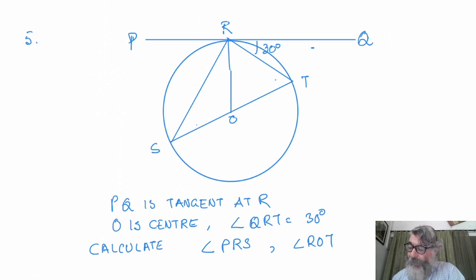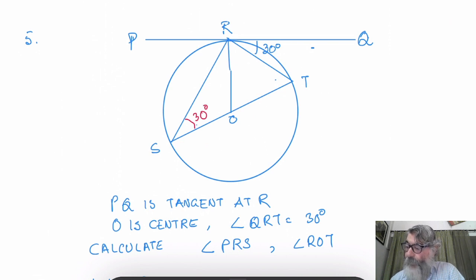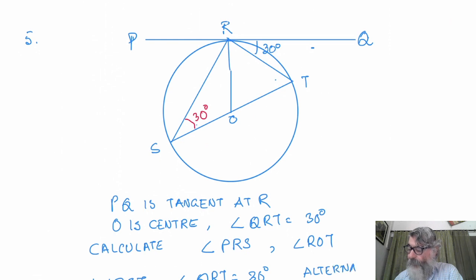Now I would say that angle RST, this angle, let me give it a different color, will be 30 degrees. RST will be equal to angle QRT, which is 30 degrees. The reason is alternate segment. The reasons are becoming shorter and shorter; I'm just writing alternate segment.